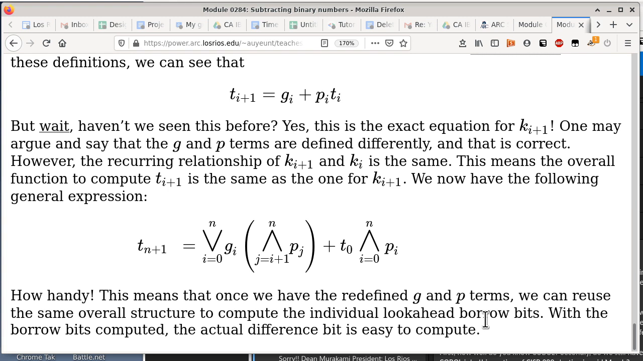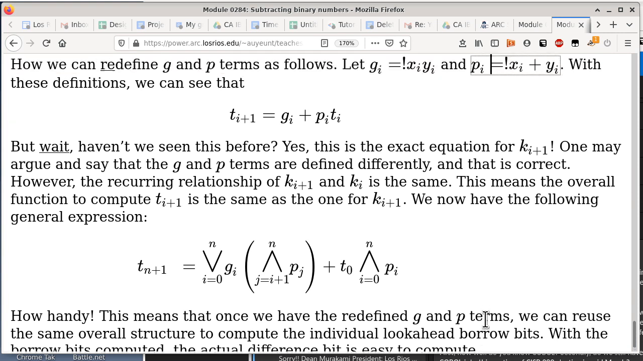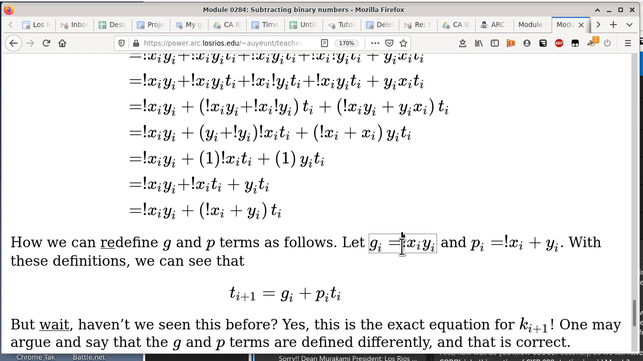That's it. So if you go back to how we define p and g, you can see how we define g over here and how we define p over here. How is that different from the definitions of p and g for addition? X is negated. That's the only difference. Just throw a negation to x for subtraction. Do not use the negation for addition. Use a negation for subtraction.